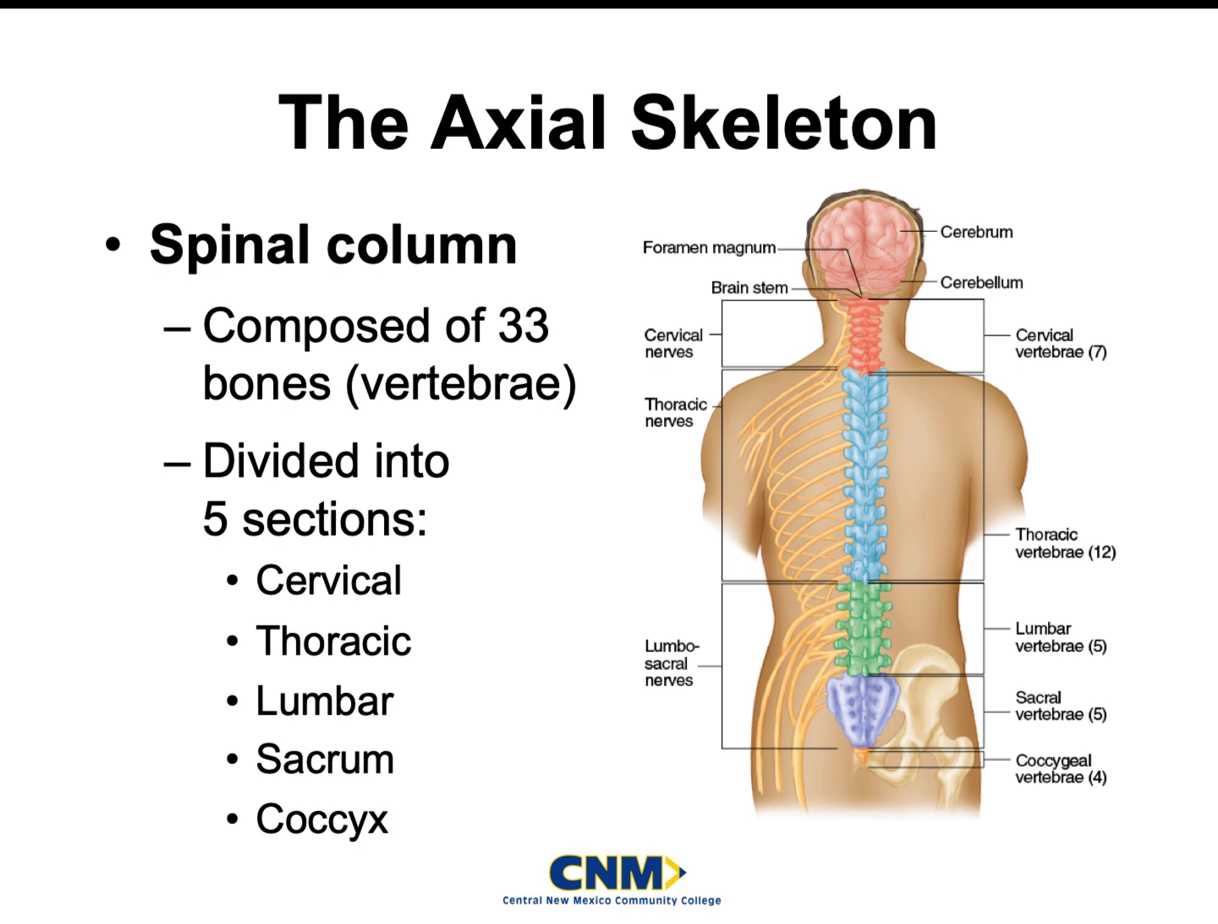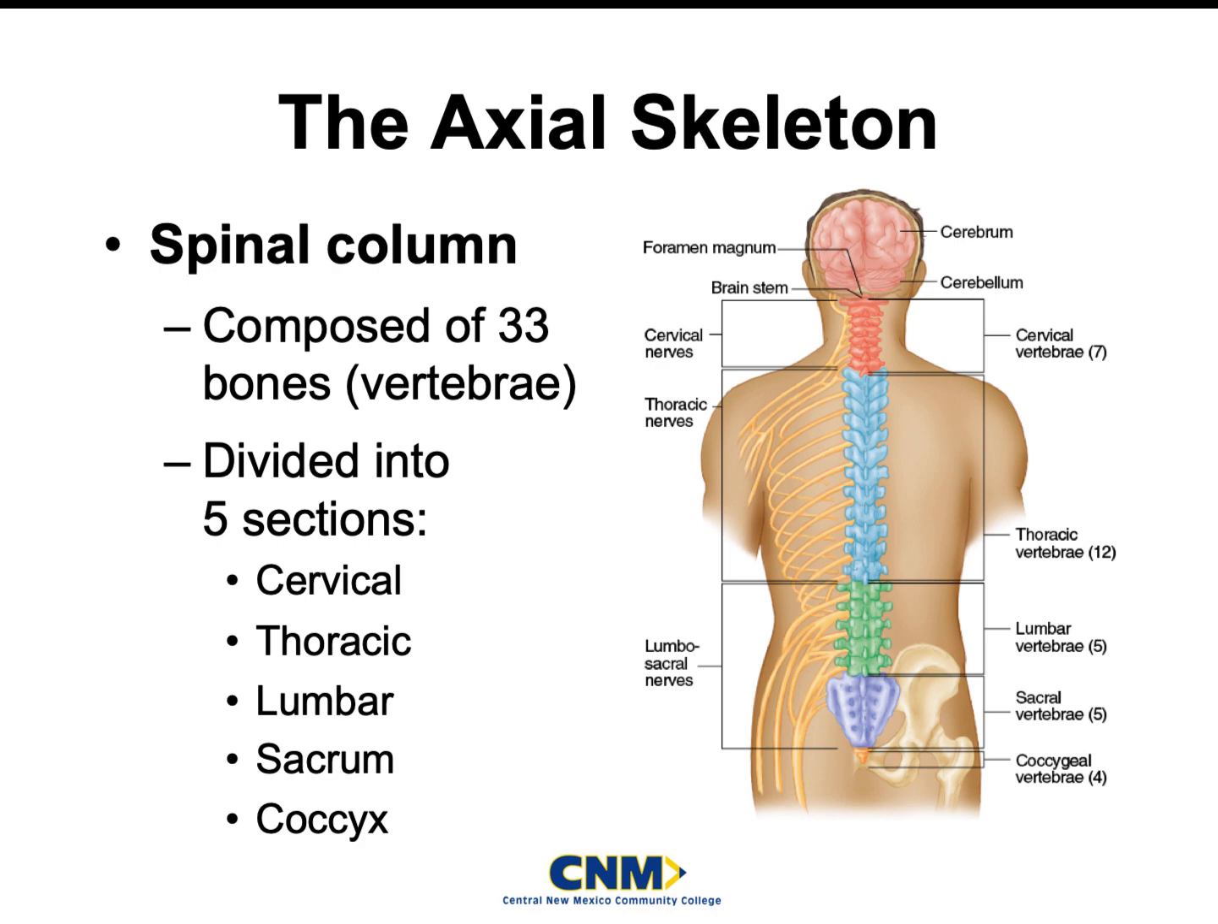So continuing with the exoskeleton, we've already covered the skull. We're going down to the spinal column now. You have 33 different vertebrae. They are separate bones that start basically at the base of the skull all the way down to your tailbone. It's divided into 5 sections. You've got your cervical, thoracic, lumbar, sacrum, and coccyx. Your cervical spine is your neck. It's composed of 7 different vertebrae.